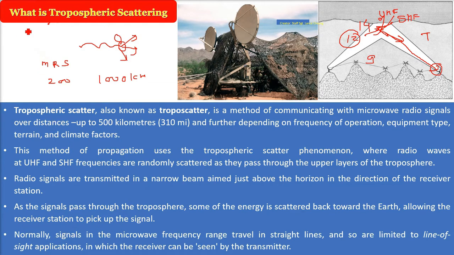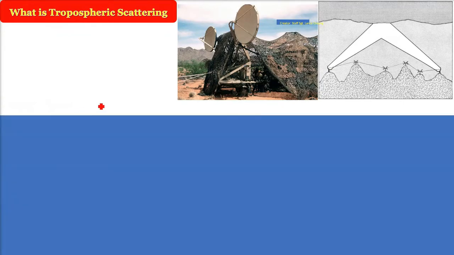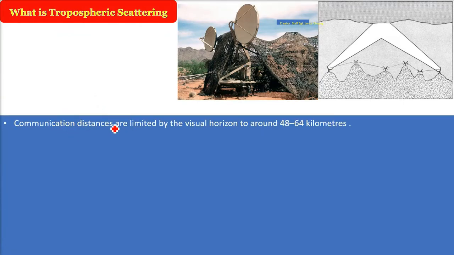Normally, signals in the microwave frequency range travel in straight lines. And normally what we see is line of sight, where you can see the transmitter. There is no problem in this kind of communication, but the range is limited. You cannot go beyond a certain distance. The distance can only be up to 48 to 64 kilometers. The communication distances are limited because of the visual horizon.